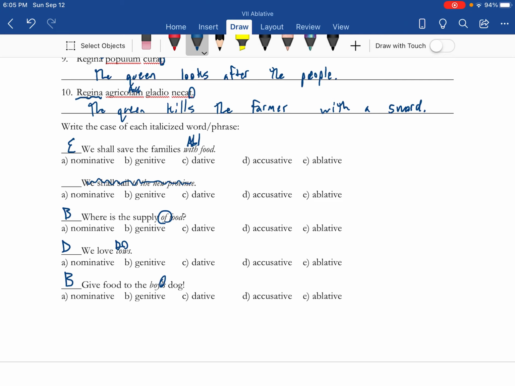Alright, so that's the introduction to ablative. That's going to be part 1. For the rest of the packet, have a look-see at part 2. If you have any questions, let me know.